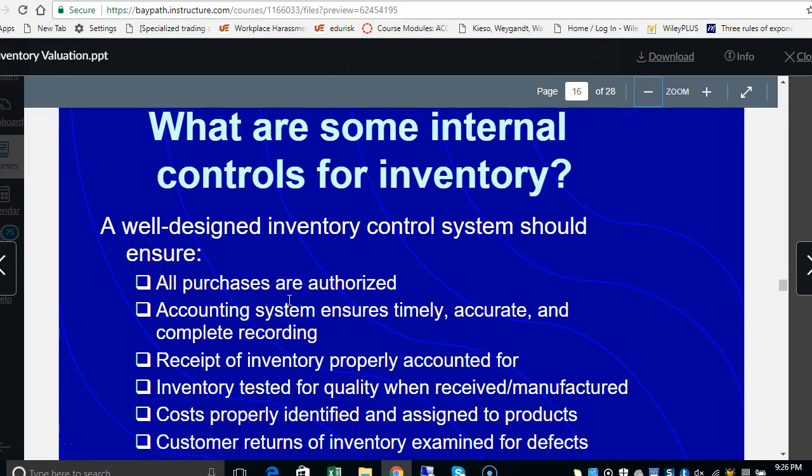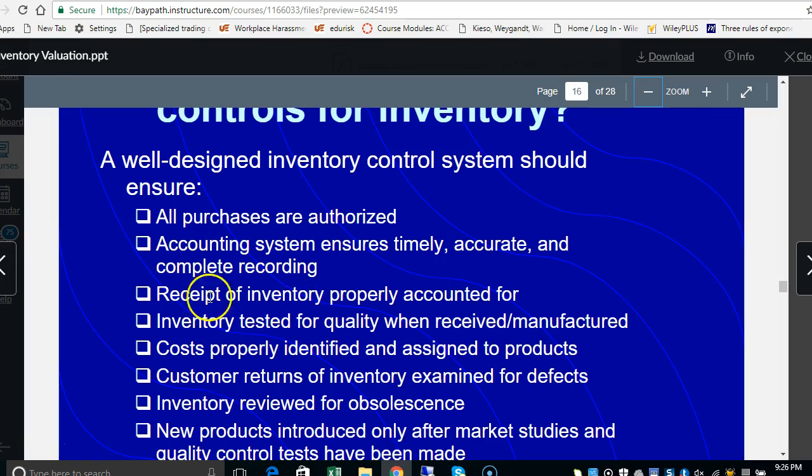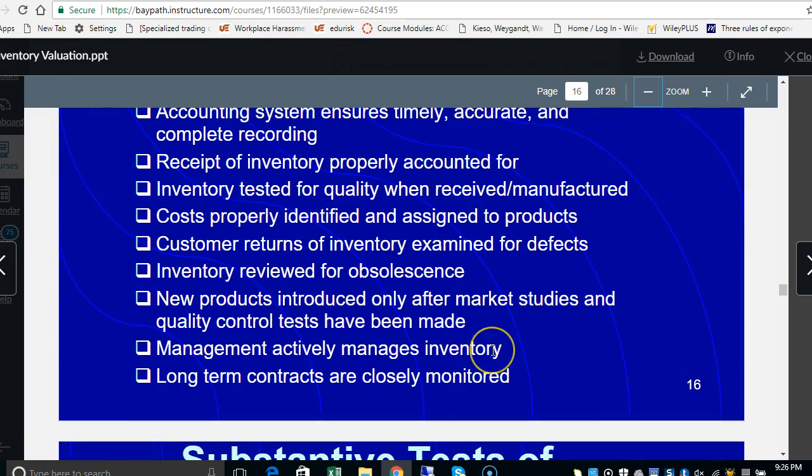Internal controls for inventory. A well-designed inventory control system should ensure all purchases are authorized. A counting system ensures timely, accurate, and complete recording. The receipt of inventory is properly accounted for. The inventory is tested for quality. Cost is properly identified and assigned to products. Customer returns of inventory are examined for defects. Inventory should be reviewed for obsolescence. New products are introduced only after market studies and quality control tests have been made.